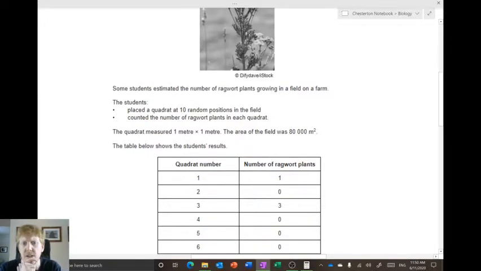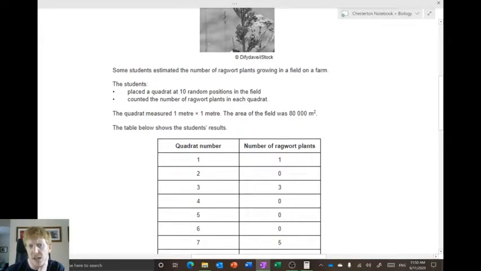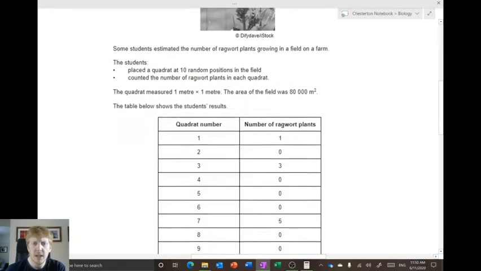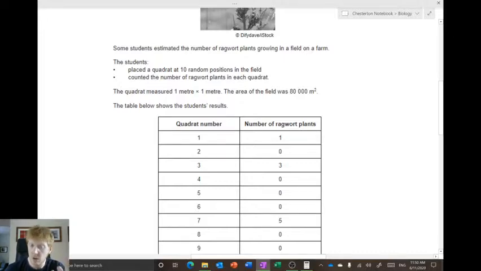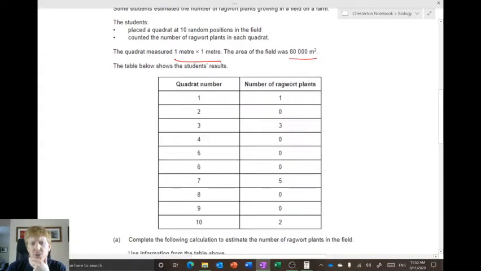So some students estimated the number of ragwort plants growing in a field on a farm, placed a quadrat at 10 random positions in the field, and counted the number of ragwort plants in each quadrat. The quadrat is 1 by 1 meters, which is what it usually is, and the area of the field was 80,000 meters squared. The table below shows the results.